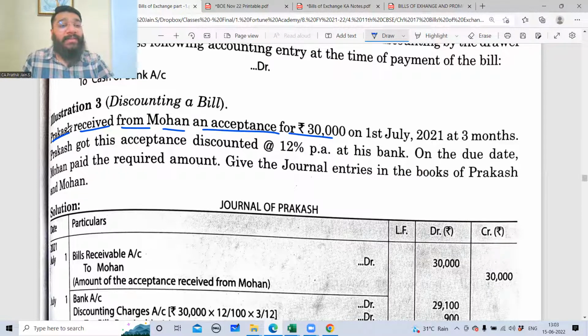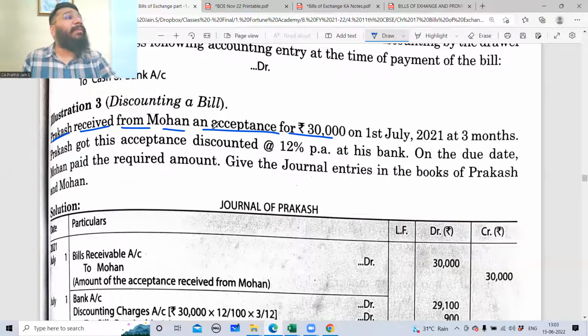Prakash received from Mohan an acceptance. So Prakash is buyer? Prakash received from Mohan an acceptance. Who's giving the acceptance? Prakash is giving acceptance or Mohan is giving acceptance? English language. Mohan. Prakash received Mohan's acceptance.